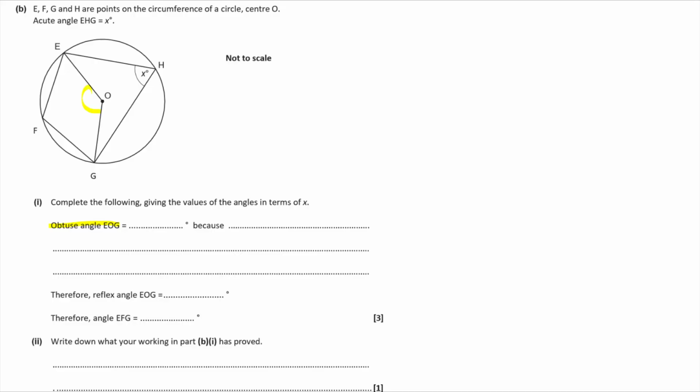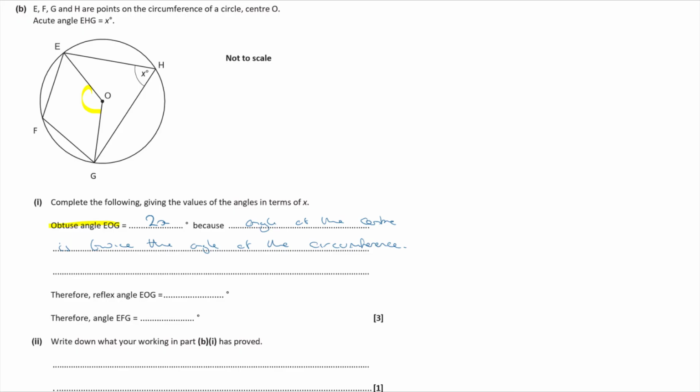Okay. This one on the other side is a reflex angle, so they're not talking about that one. They're talking about that side. What's that one going to be? It's going to be twice x, isn't it? It's going to be 2x because the angle at the center is twice the angle at the circumference.